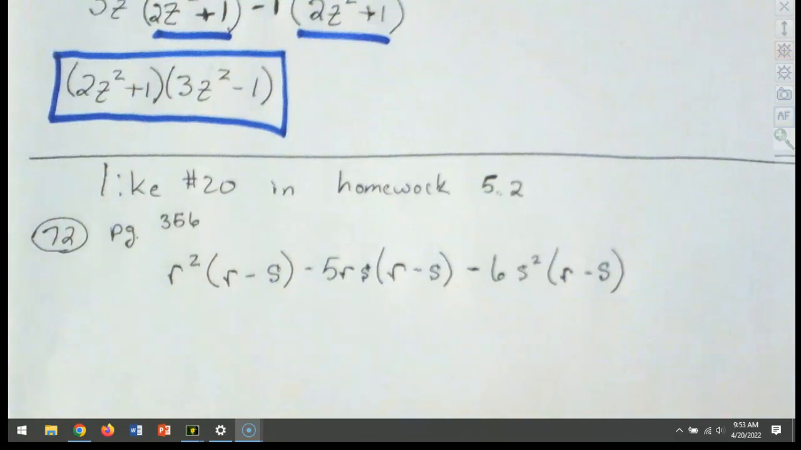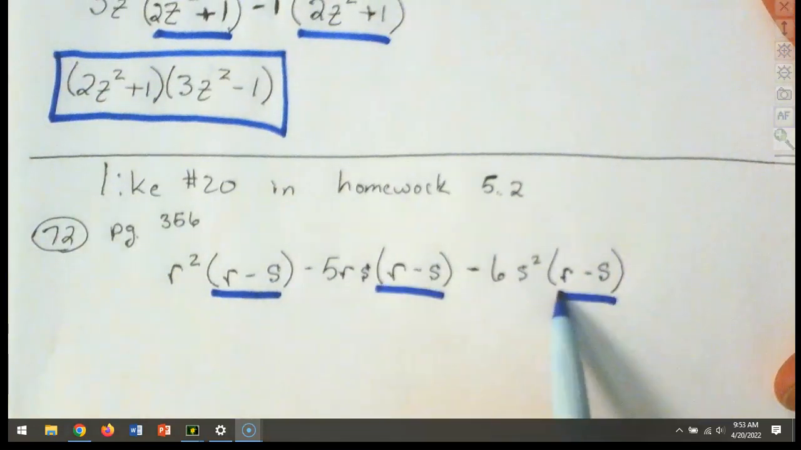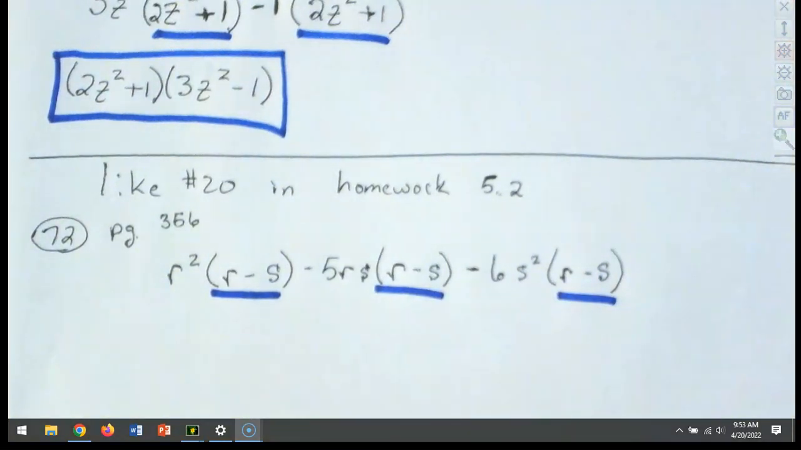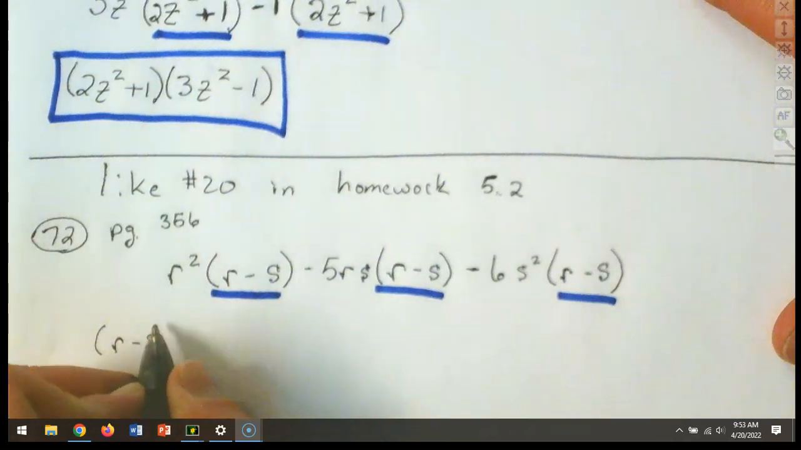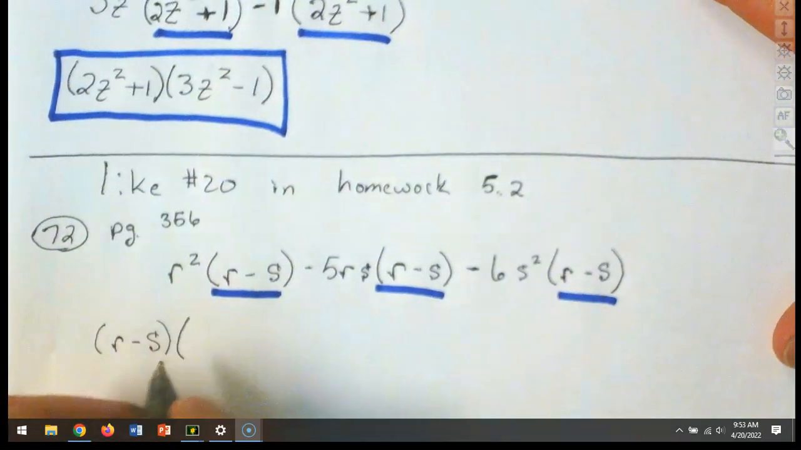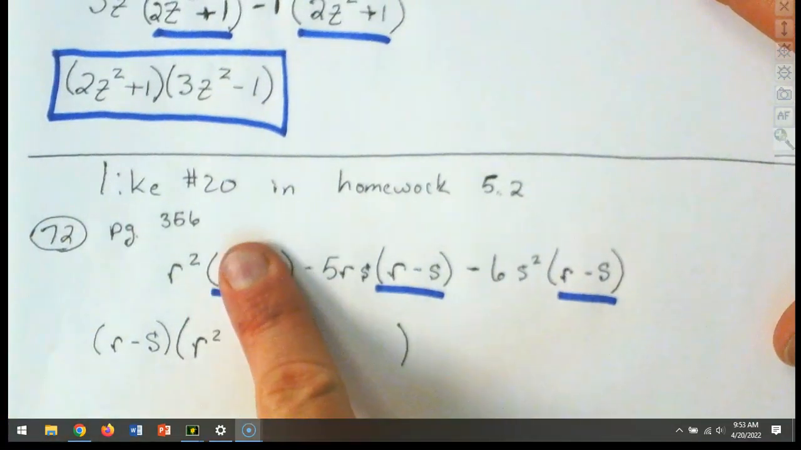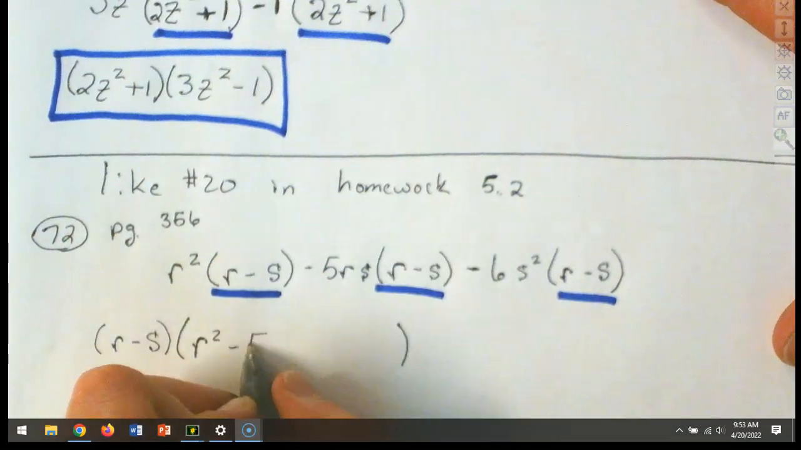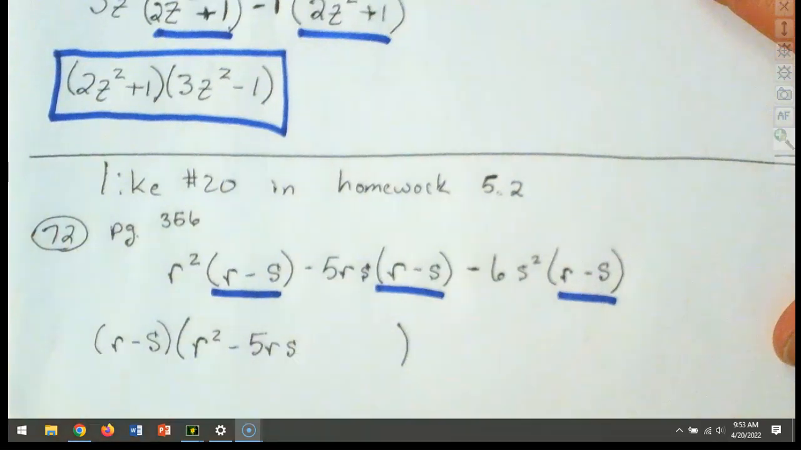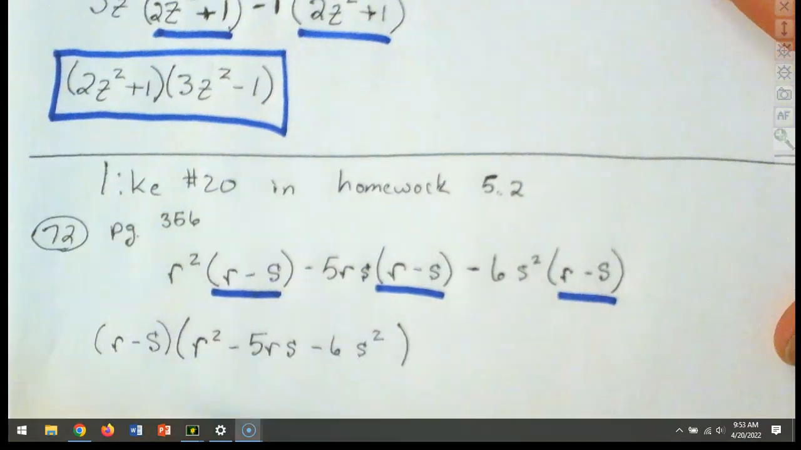If I look at my parentheses, what do you notice about all the parentheses? Are they the same? Yes. They are exactly the same. So that's going to come out. So I'm going to take out an r minus s. And if I take out an r minus s, that is then going to leave me with, if I cover it up, r squared, cover it up, minus 5rs, minus 6s squared.